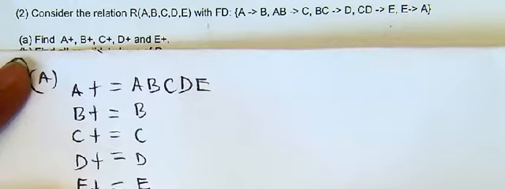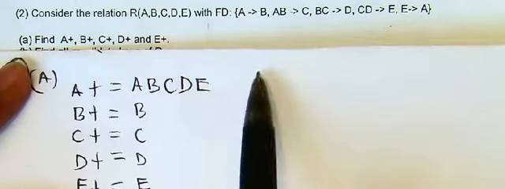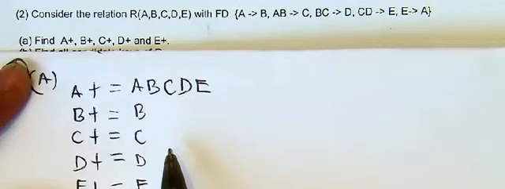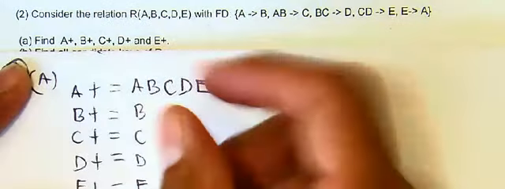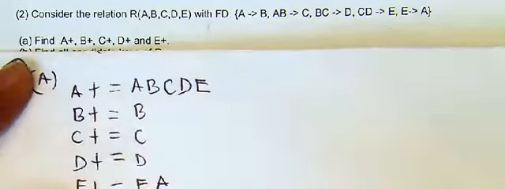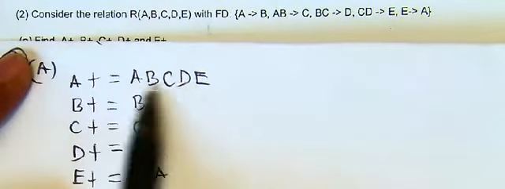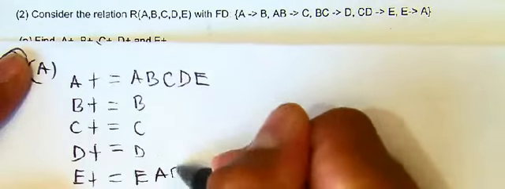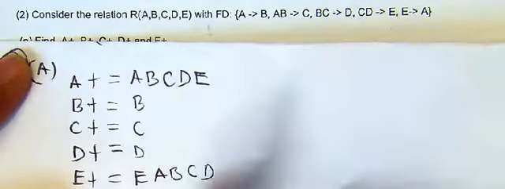A is a key. So now B plus, there is nothing else that can be derived from B. C plus is the same, nothing else. D plus is just D, and for E plus, we get the A, and we know that once we got the A, we got everything else, so it's actually the same as A plus. So we got A, B, C, D, and E.